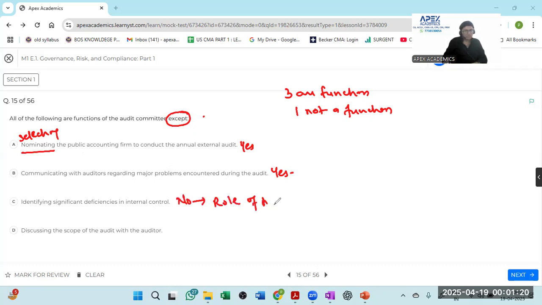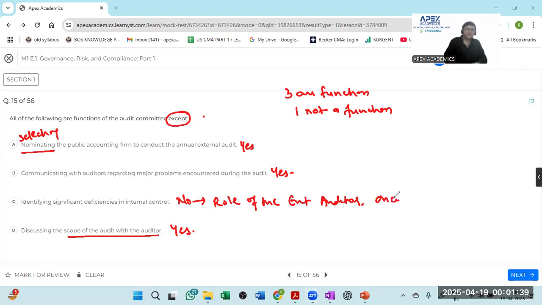Sir, this is the role of the external auditor. Discussing the scope of the audit with the auditor. Yes, he has to discuss the scope of the audit. So identifying significant deficiencies in internal control is the role of the external auditor.